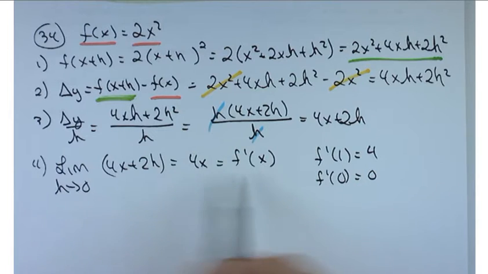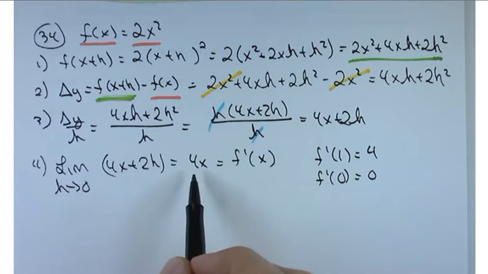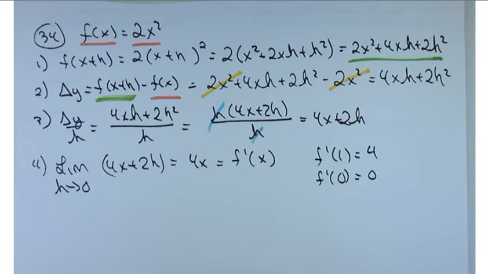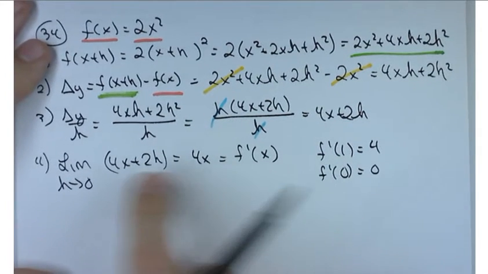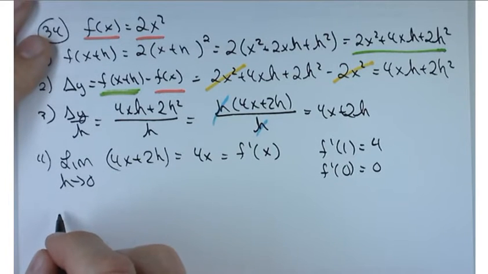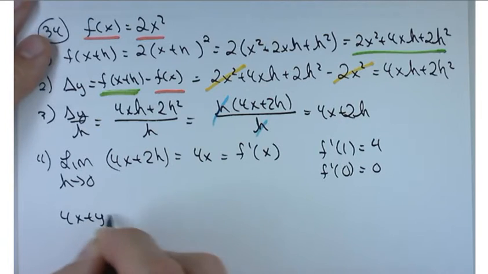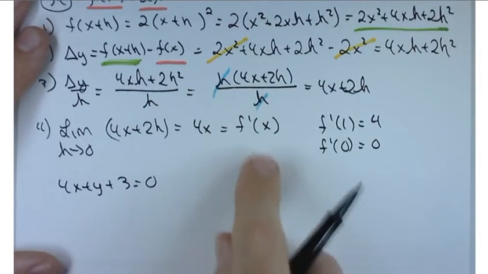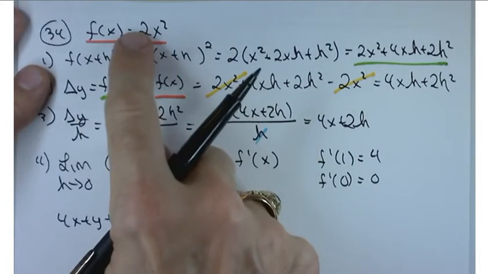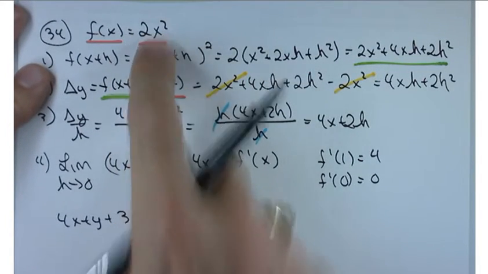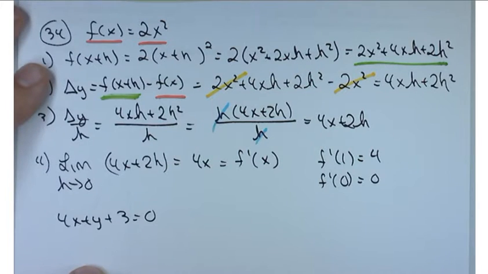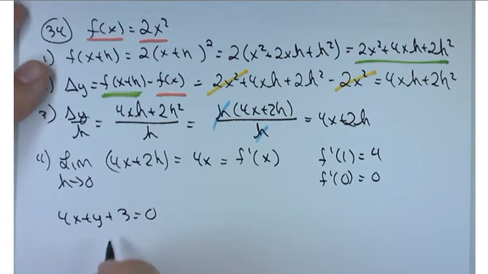I'm hoping that you understand that this is the slope of the tangent line at any point of x. What they want from you is to find the equation of the tangent line so that the tangent line is parallel to this line, 4x plus y plus 3 equals 0. So I want to know where is the tangent line to this function parallel to this? That's going to take a little thought.